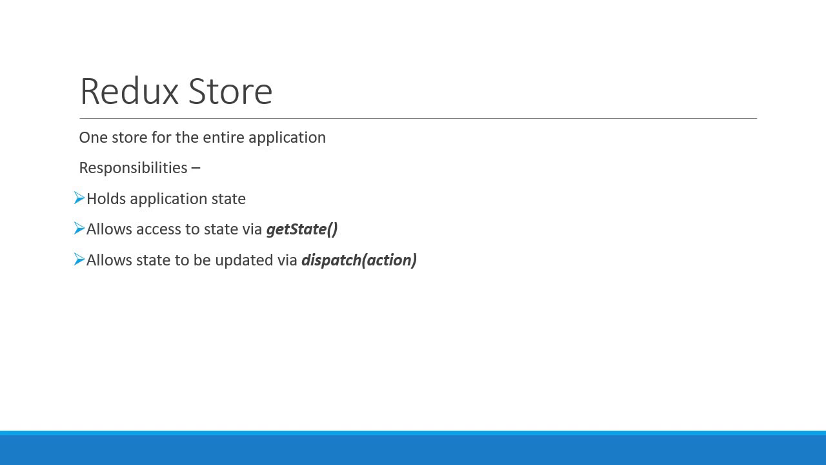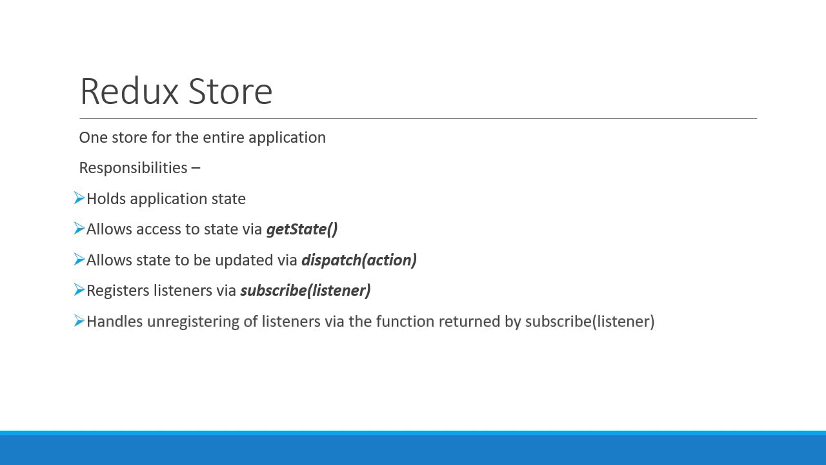The dispatch method accepts an action as its parameter. The store also allows our application to register listeners through the subscribe method. The subscribe method accepts a function as its parameter, which is executed anytime the state in the Redux store changes. Finally, you can also unsubscribe to the store by calling the function that was returned by the subscribe method.